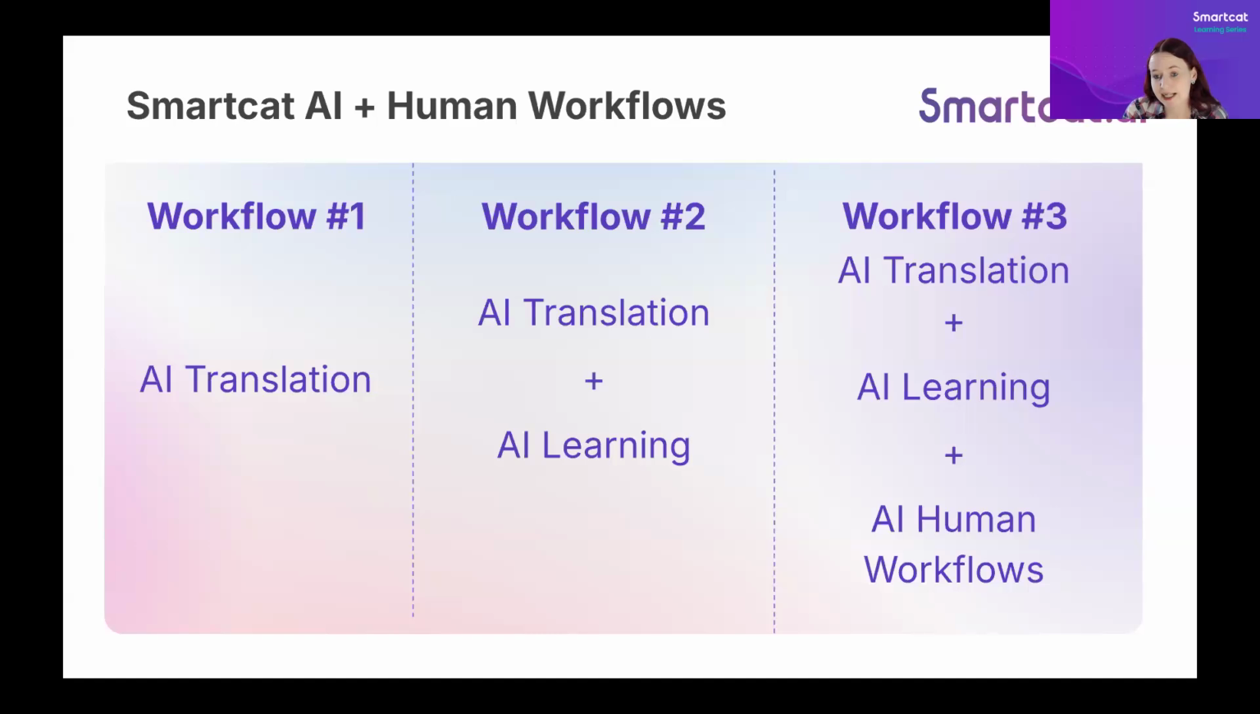As we move up the scale slightly, we have AI translation plus AI learning. So that's when we leverage those linguistic assets, the translation memories, the glossaries, the AI learning element of the platform to improve the initial AI translation output and get that a little bit closer to that final result that you're looking for. And then at the other end of the scale, for that high impact content, that business critical content that you really want to be spot on and polished, that's when the AI translation plus the AI learning and then the AI human workflows together can make that polished content perfect.